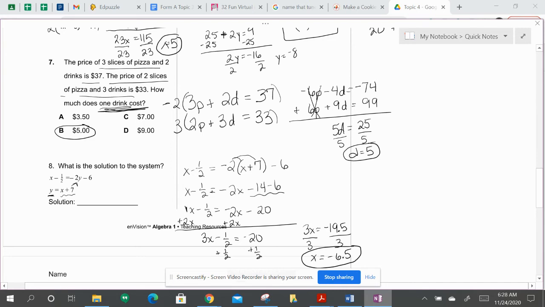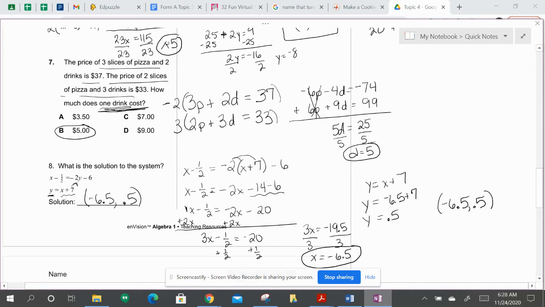So now I need to find the y. This time, the easiest equation is that second equation. So y is equal to x plus 7. I'm going to replace the x with negative 6.5. So negative 6.5 plus 7 becomes 0.5, and I get my y value of 0.5, my x value of negative 6.5, so my ordered pair would be negative 6.5, 0.5. Let me write that over here on my solution.